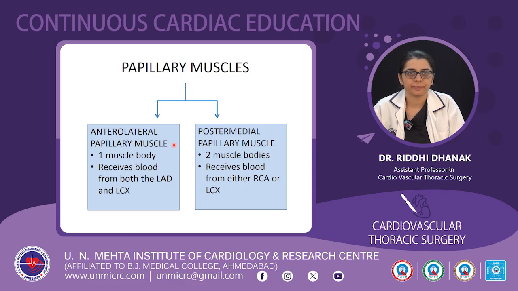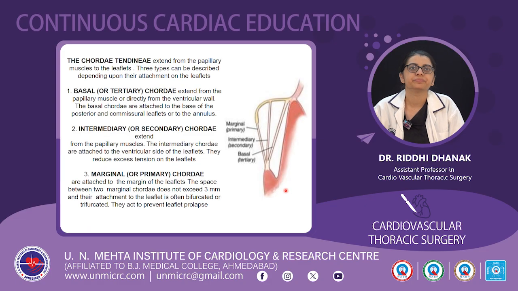The anterolateral papillary muscle consists of one muscle body. It receives blood supply from both the left anterior descending and the left circumflex artery, and so it is less prone to ischemia during myocardial infarction. Whereas the posteromedial papillary muscle has two muscle bodies, but it receives blood supply from either the right coronary artery or the left circumflex artery, and so it is more prone to ischemia during ischemic MR.